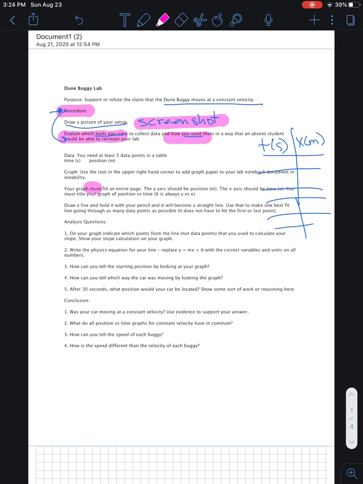So explain, how did you get the position? How did you know the time? What were the tools that you were using on the video to record your data? Write that down and include a screenshot.